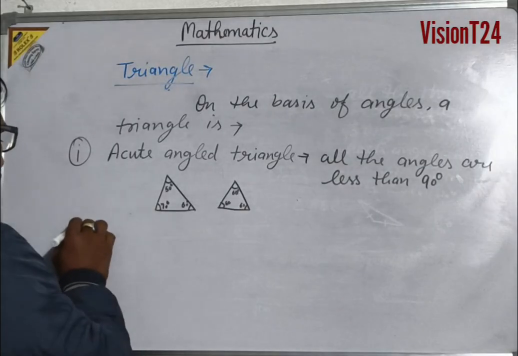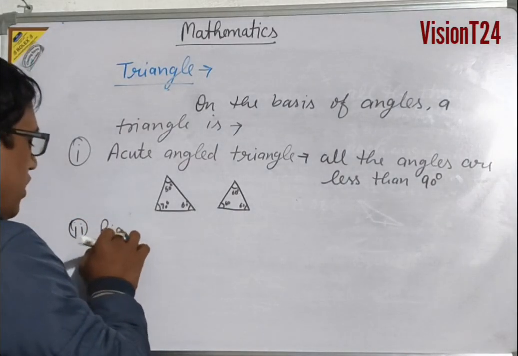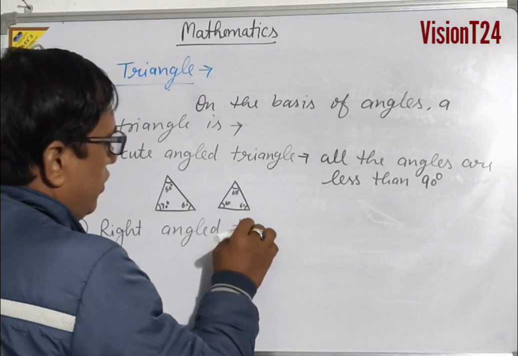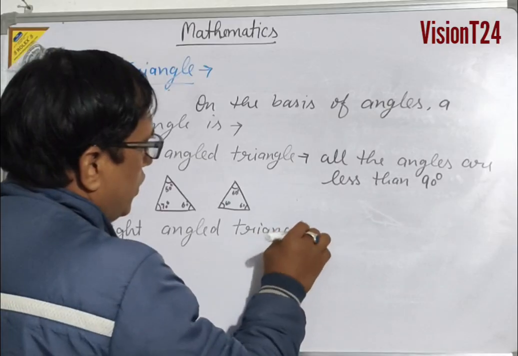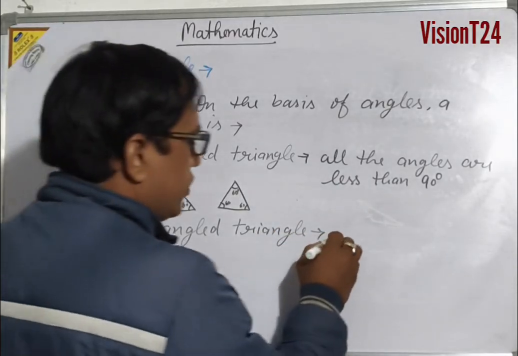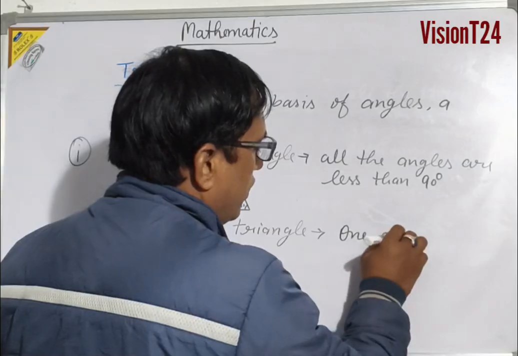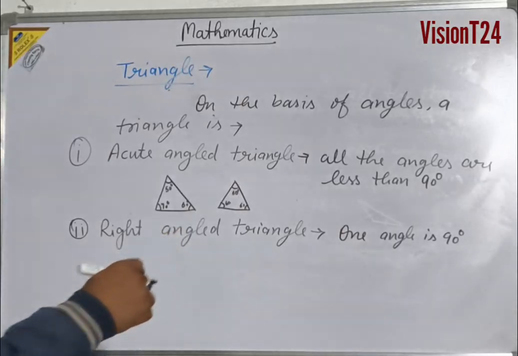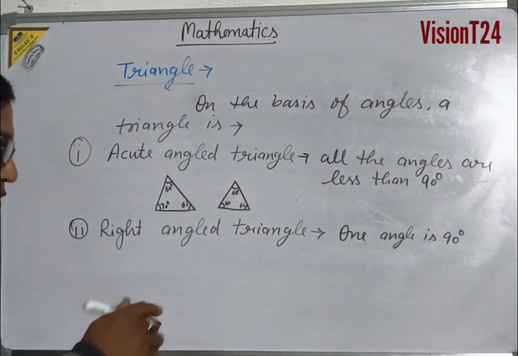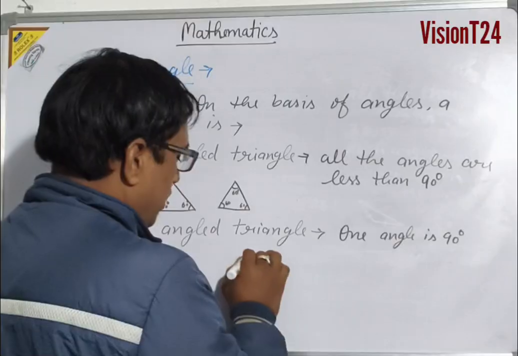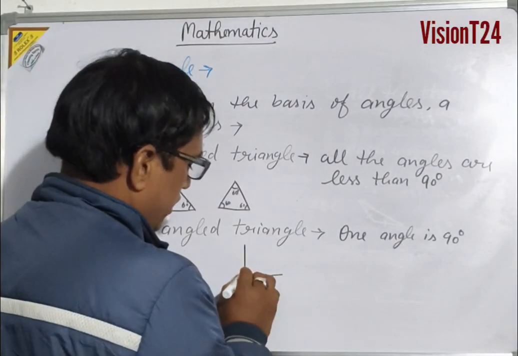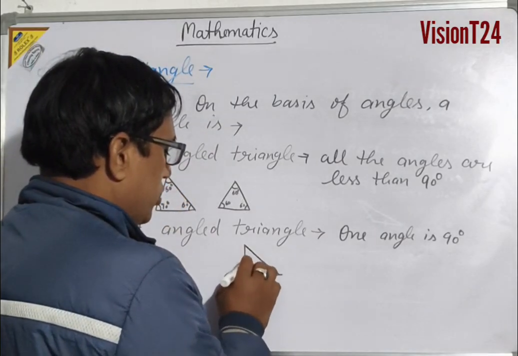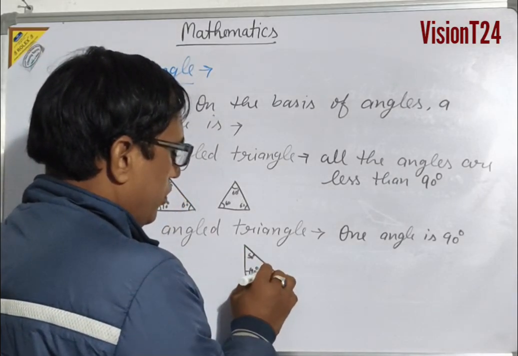Now the second one is right angle triangle. Right angled triangle. Right angle triangle means one angle is 90 degree. Other two will be less than 90 degree. So this type of triangle will be right angle triangle. This will be 90 degree. Suppose this is 50 degree. This will be 40 degree.